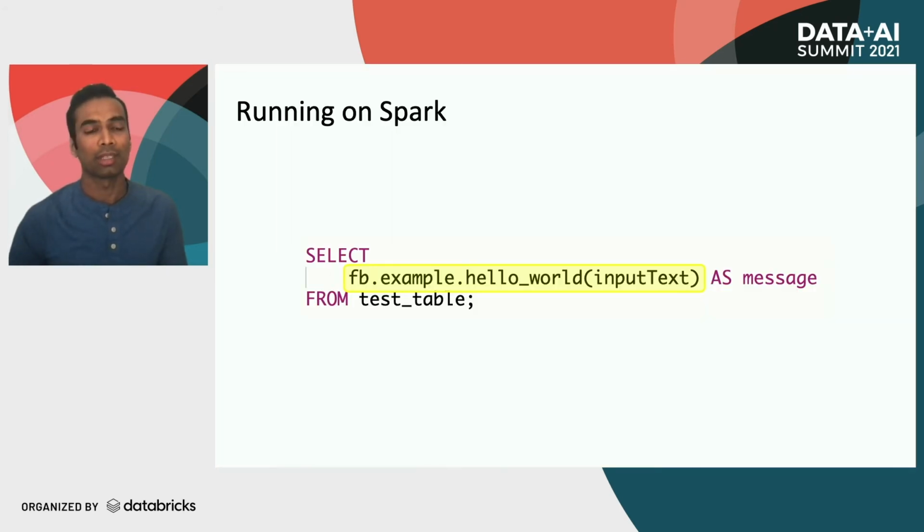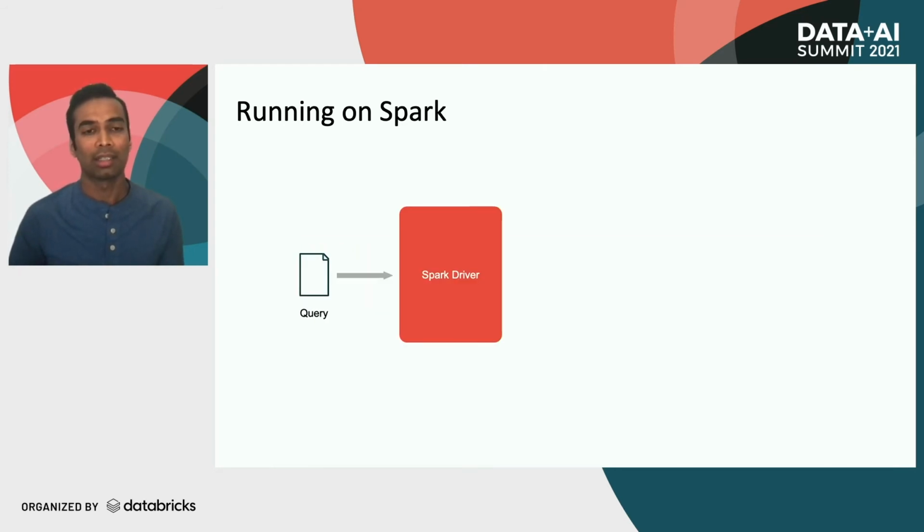So I have an example query over here. It's select fb.example.hello world, and to this portable UDF I'm passing input text as an argument. So when a user writes this query and submits it to Spark, let's see what happens. When the Spark driver gets this query, it will parse this query and understand that this query is referring to a portable UDF. Whenever it sees that, the next thing the Spark driver wants to do is fetch the metadata about this function. To do that, it talks to Metastore, and it gets some metadata about this function.